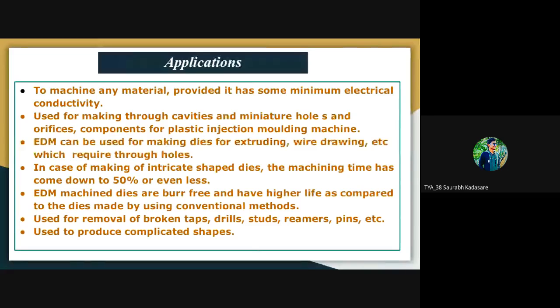Then the manufacturing of the hardened steel dies. Hardened steel dies, in the field of application other than aerospace, automobile, tools and machine tool components, we can use the EDM process. Okay, for our purpose, to manufacture the hardened steel dies. Then this EDM process is used for making through cavities and miniature holes. That means the micro holes.